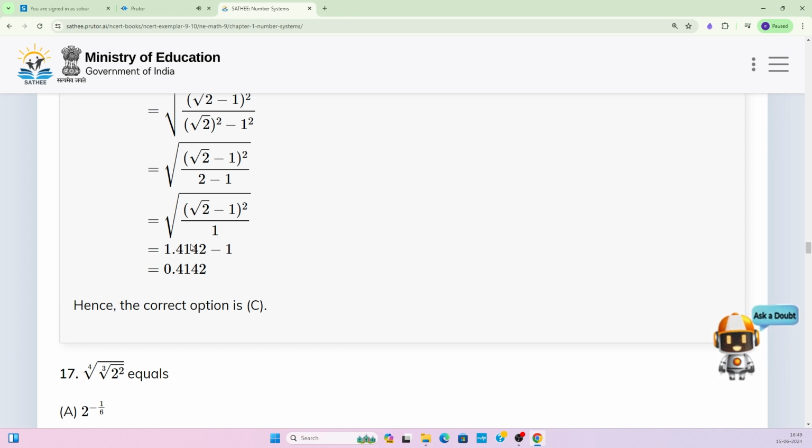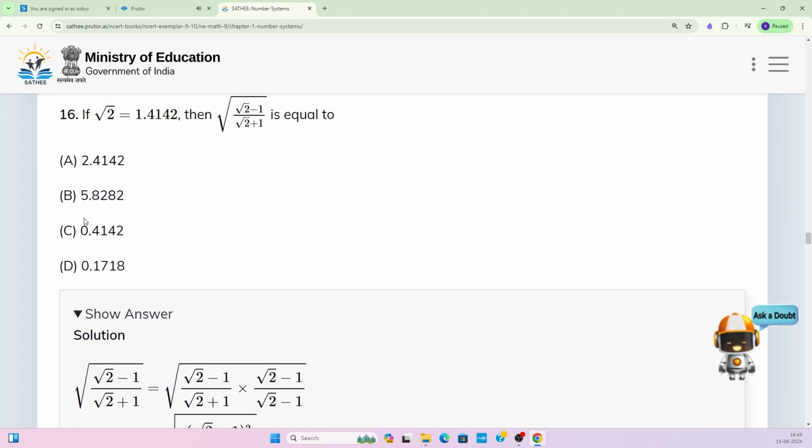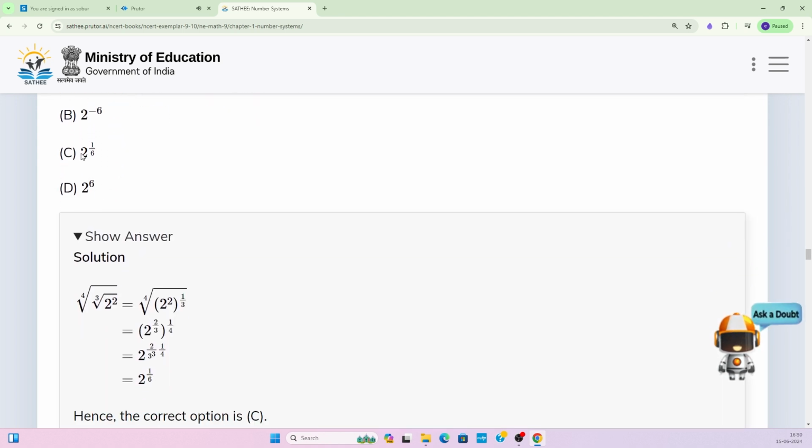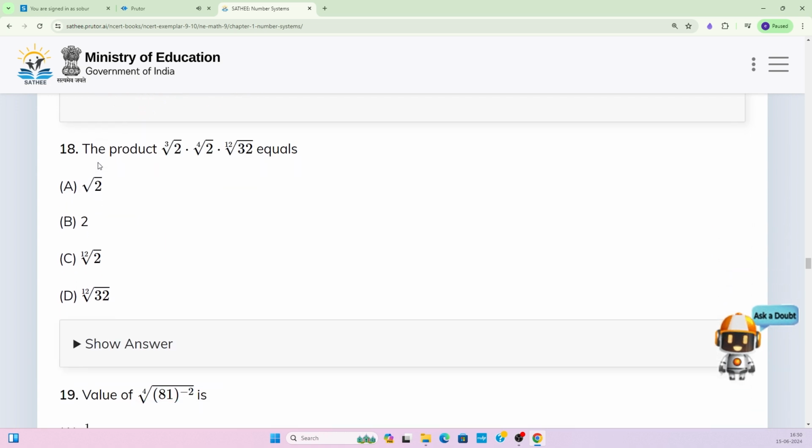and this is equal to √2 − 1, and we know the value of √2 is 1.4142. Okay, so 1.4142 − 1 is equal to 0.4142. Hence the correct option is option number C. And now let us move to the next problem.